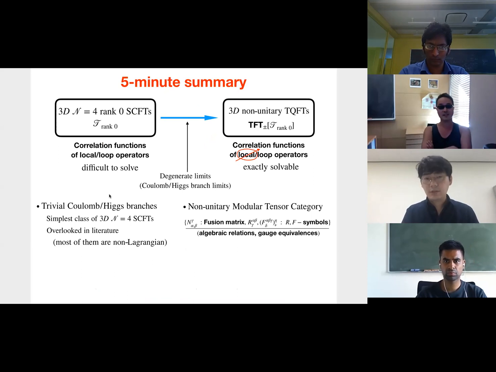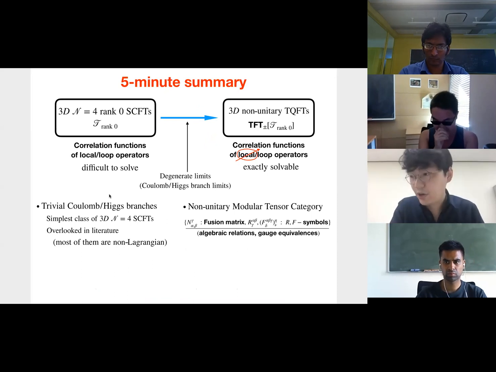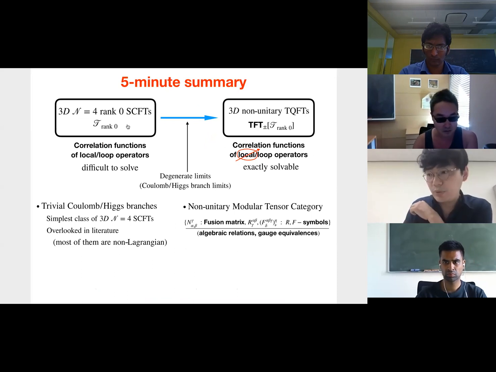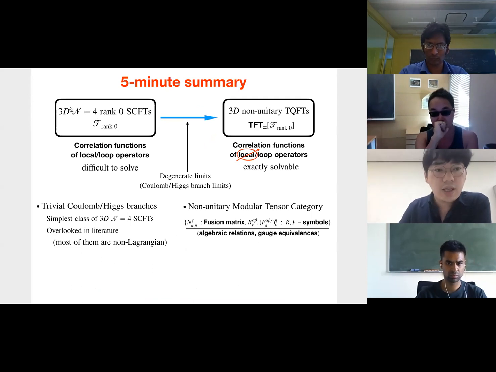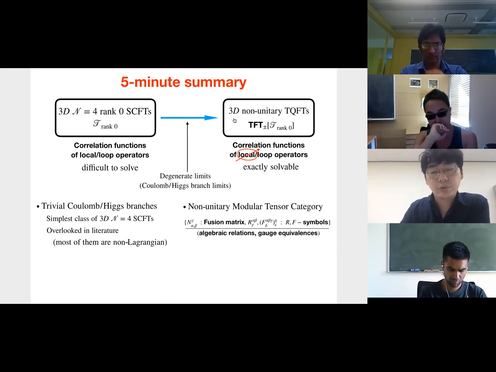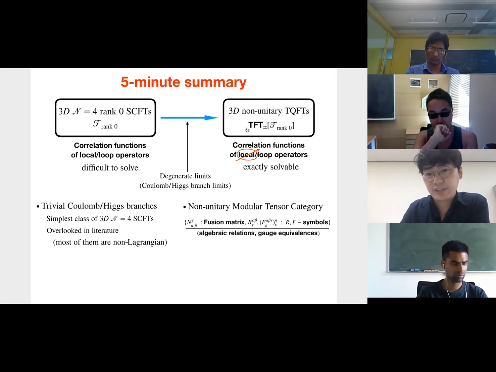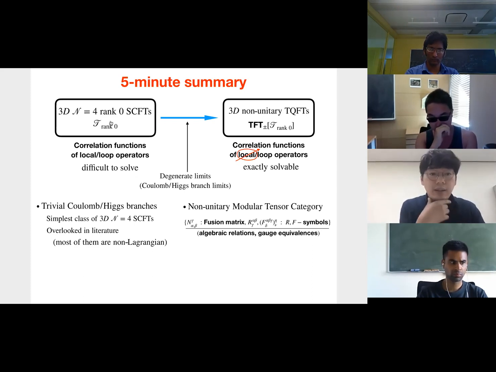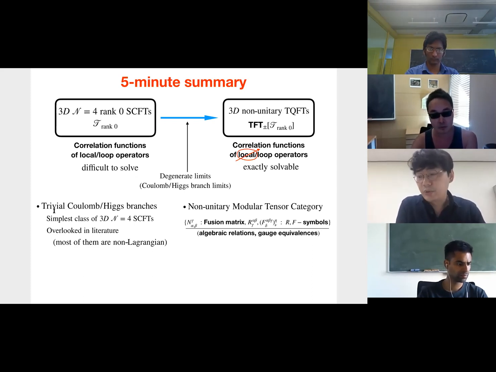Let me start by briefly summarizing my talk in 5 minutes. In my talk, I will propose and study the correspondence between the 3D N=4 rank-0 CFT, denoted by T_rank-0, and a pair of non-unitary TQFTs, denoted as TFT±[T_rank-0]. Rank-0 means that there is no Coulomb branch or Higgs branch.